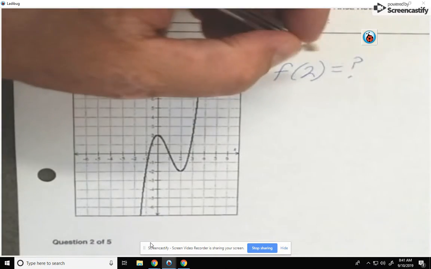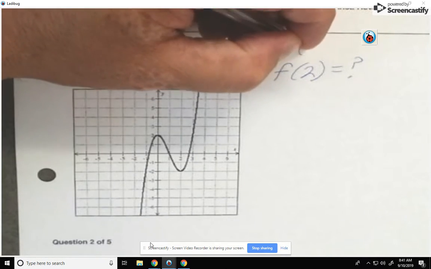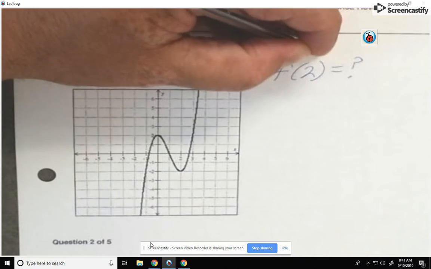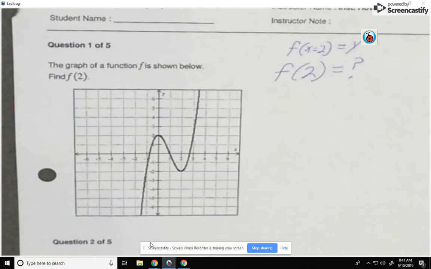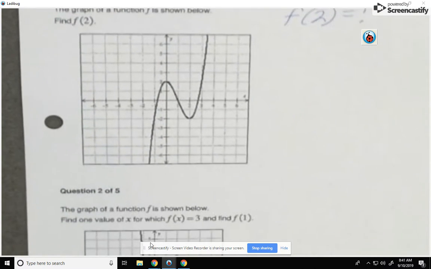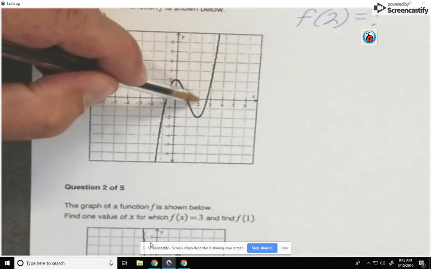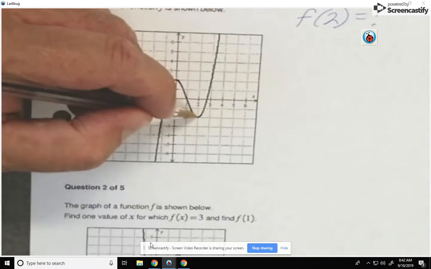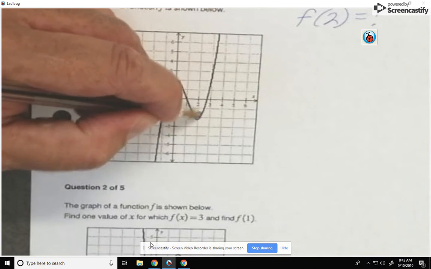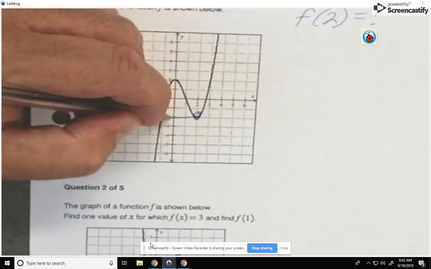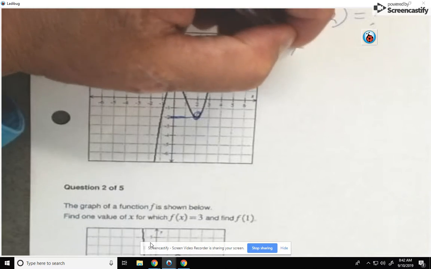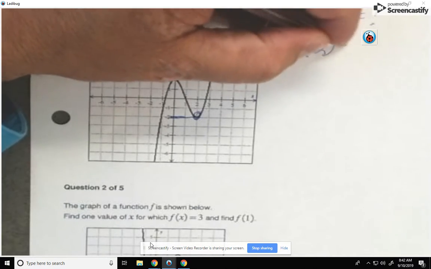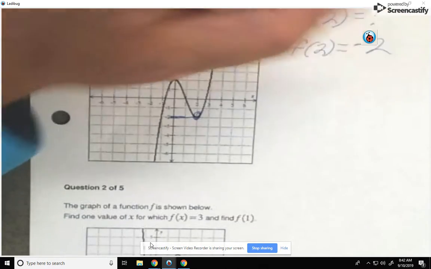Okay, so what they're essentially telling us is that we know that our x value is 2. What is our y value? So on our graph, all we do is we go to where our x value is 2, and then we go either up or down to our graph. In this case, we're going down, and then we read our y value. So in this case, f of 2 would equal negative 2.